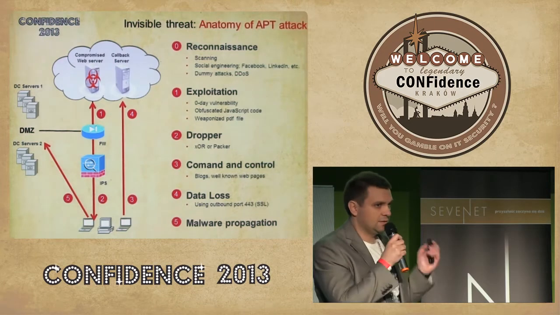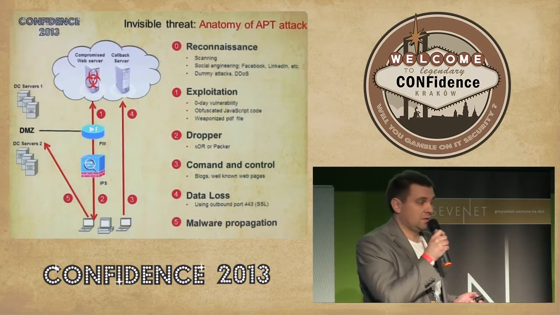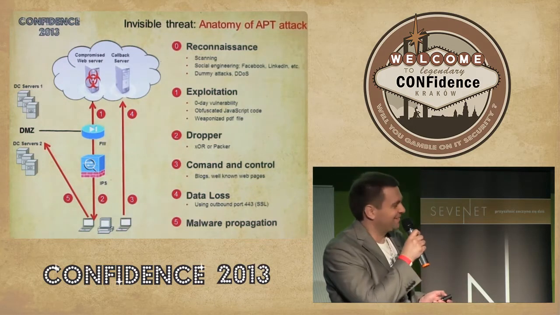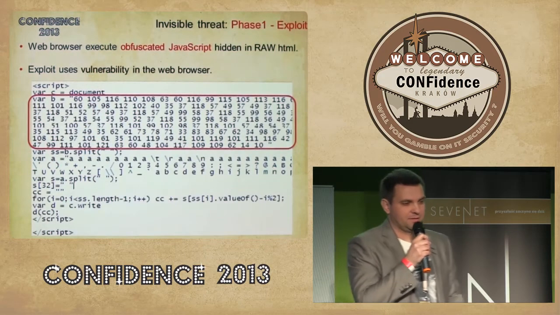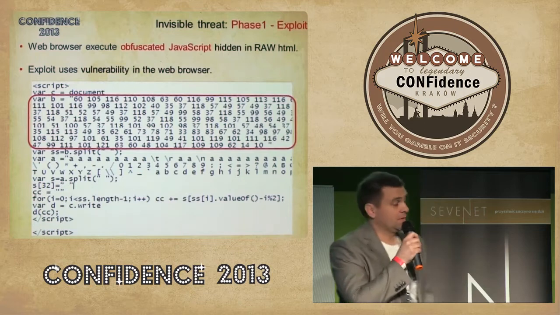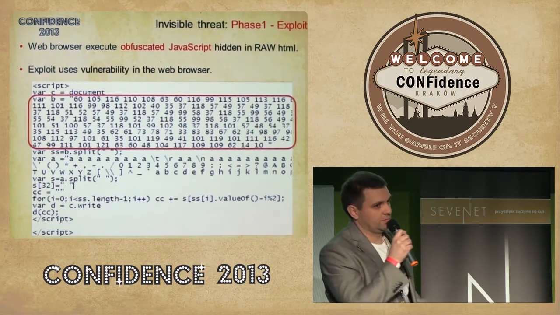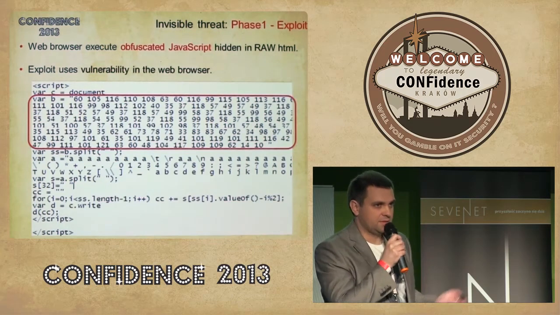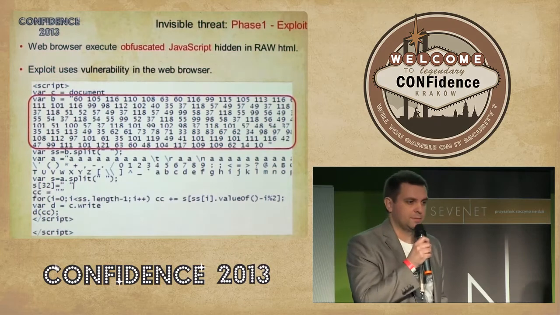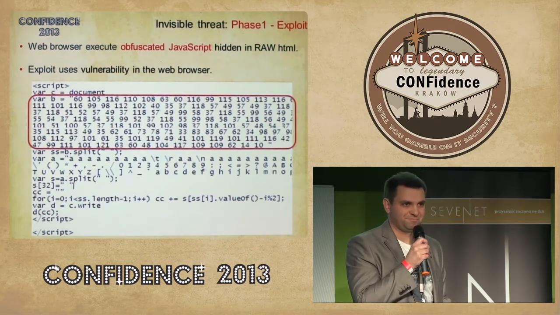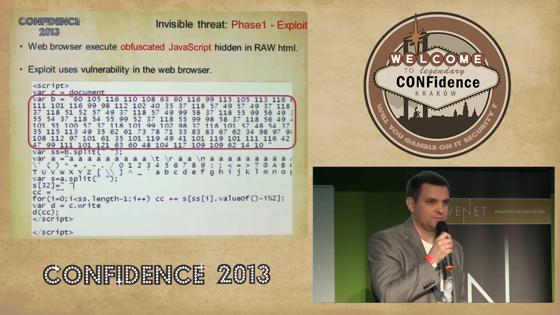So here's a short example of an APT attack. Let's take a closer look at this attack. This is an example of the exploit. To be honest, this is the exploit which was made by the Chinese during Operation Aurora.